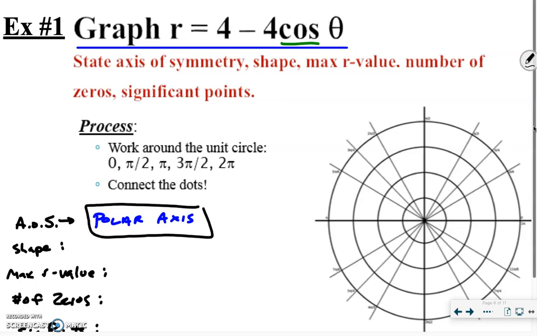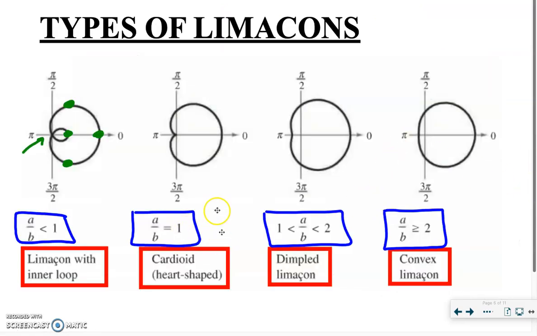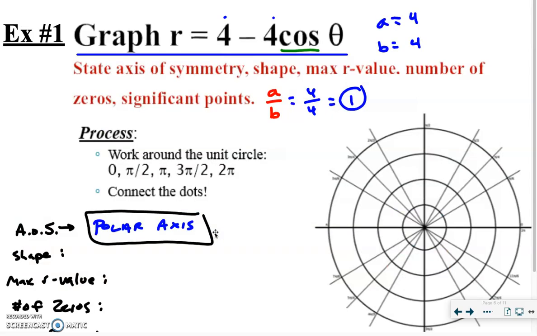All right, so the shape is going to be dictated by the ratio a over b. To determine a over b, we better know what a and b are individually. a, in this case, is 4. b, in this case, is also 4. So when we divide a over b, that's 4 divided by 4, we get 1. Anytime a over b is equal to 1, looking back at our notes, that's a cardioid, our heart-shaped looking limaçon. So a over b equals 1 leads to a cardioid, like this.